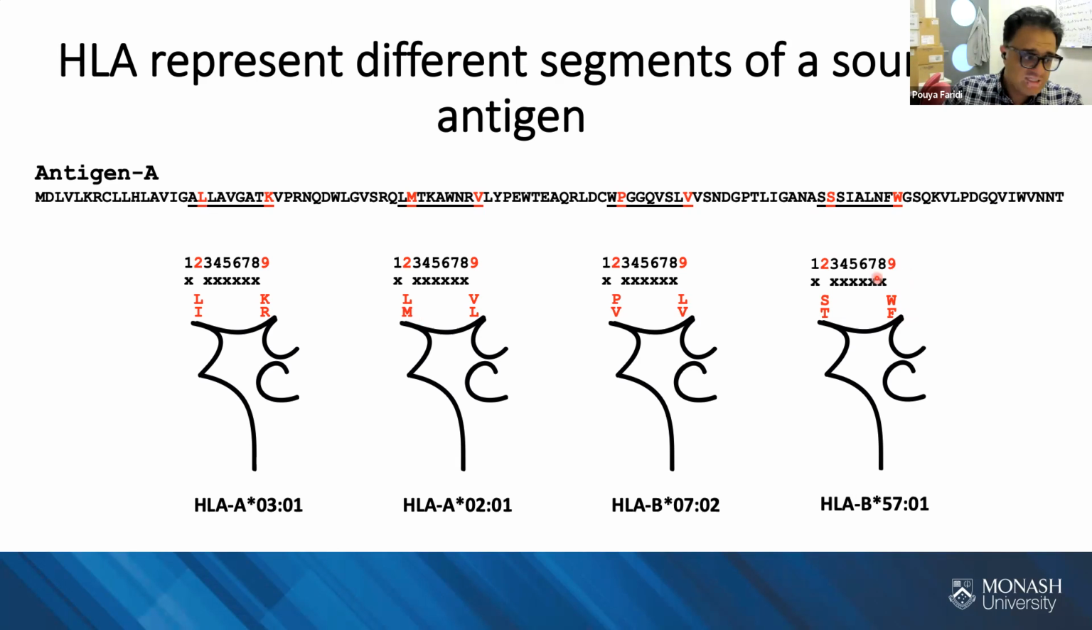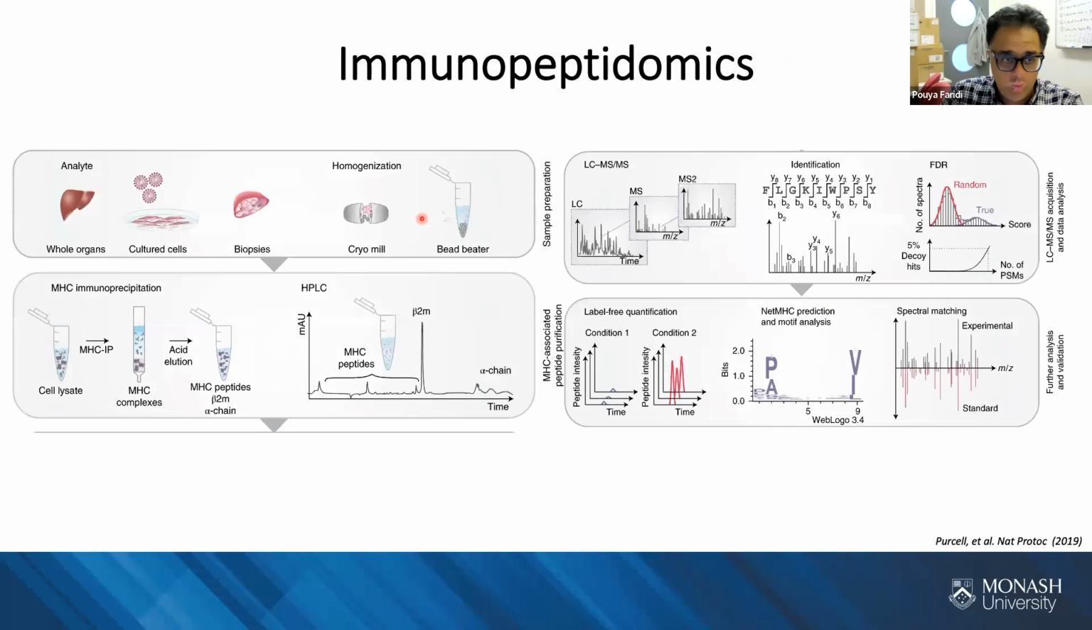position 9. So this is why we need to have a technology to understand from that particular antigen which peptide is presented on the cell surface, and it's why we need to have immunopeptidomics. So immunopeptidomics is the technology to find which peptides are presented on the cell surface. So we can start with any type of material to start this process.